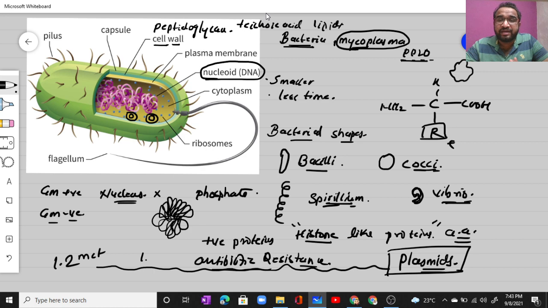So some bacteria are not resistant to all the antibiotics. They might be resistant to specific types of antibiotics. So this is a small feature of the plasmid.